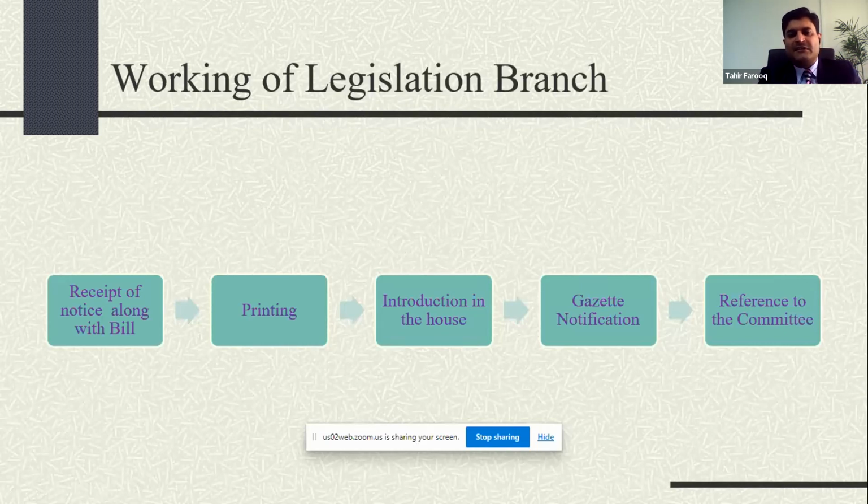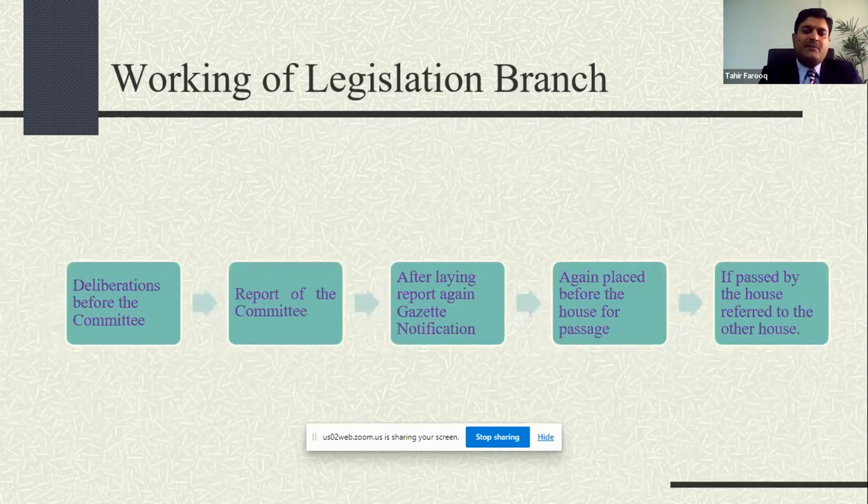Then after its gazette notification and introduction, it is referred to the concerned standing committee. Then the role of the committee comes after deliberations and discussion. The committee formulates its report either in favor of the bill or against the bill, and after the report is laid, it is notified. After notification and gazette notification, it is again placed before the house for passage.